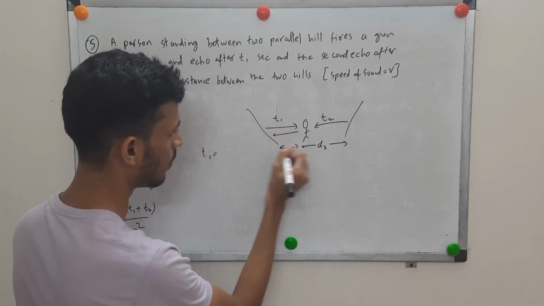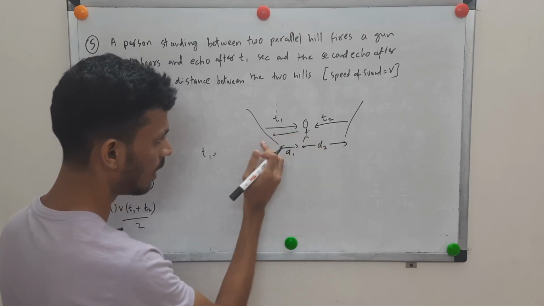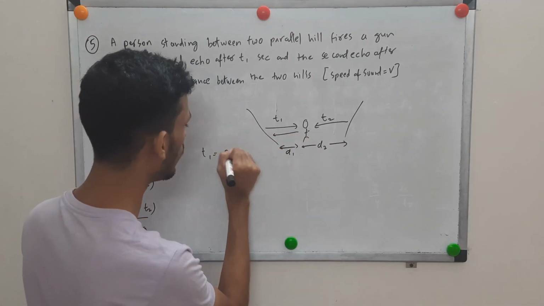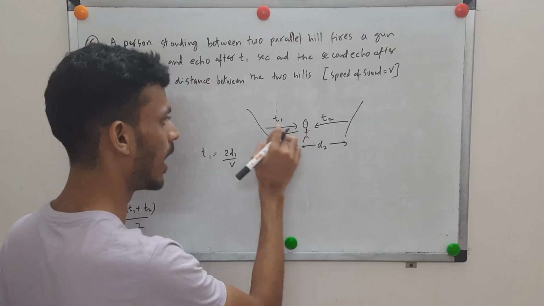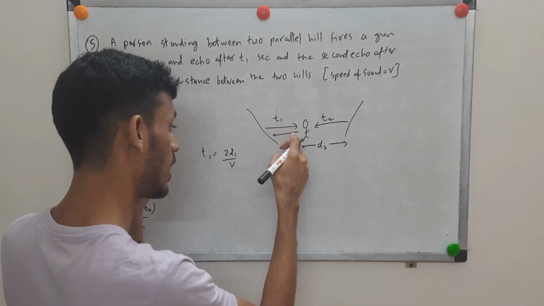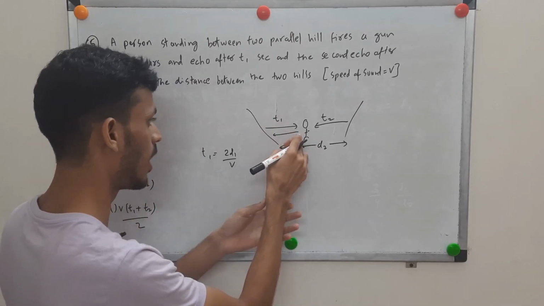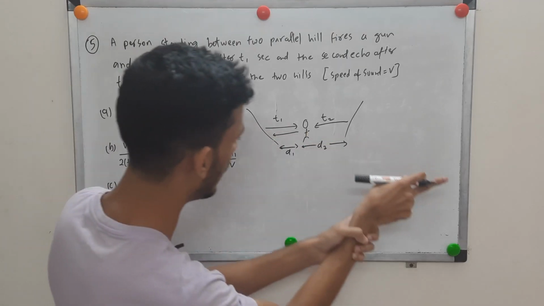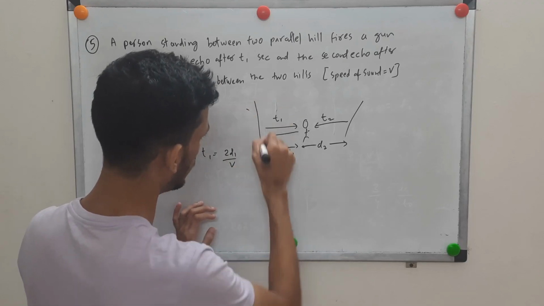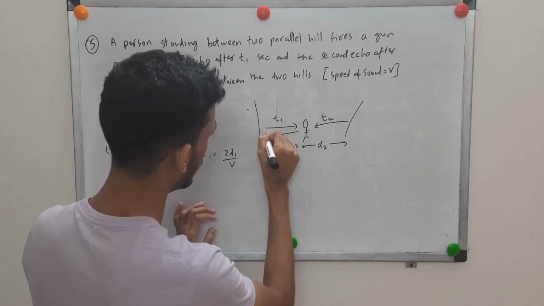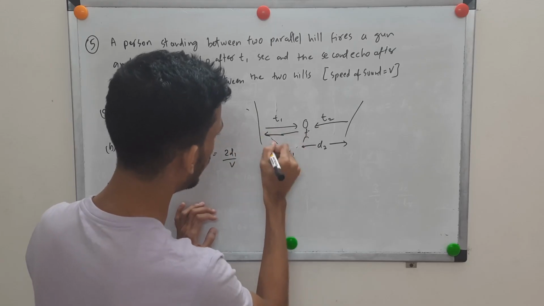Time is equal to distance upon speed. So this is d1 plus d1, right? So 2d1 by v. Time is distance by speed. So the echo that he's hearing after t1 seconds is this, right? The sound has traveled d1 distance and then d1 back, right? So 2d1 by v. So they have mentioned parallel for a reason. So it's like this.